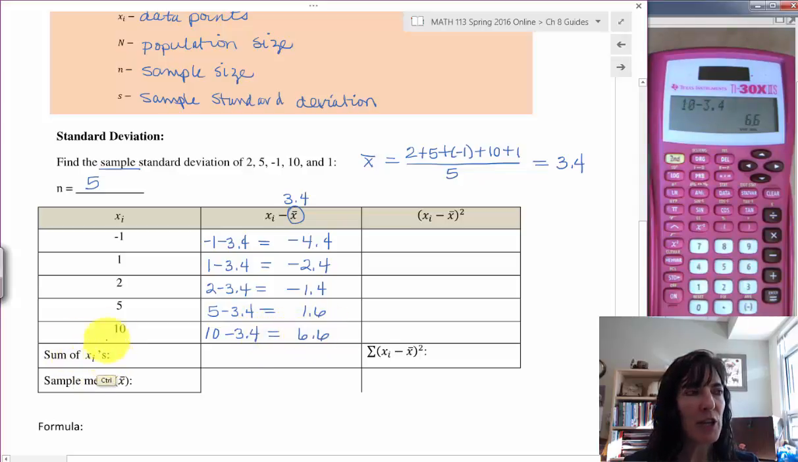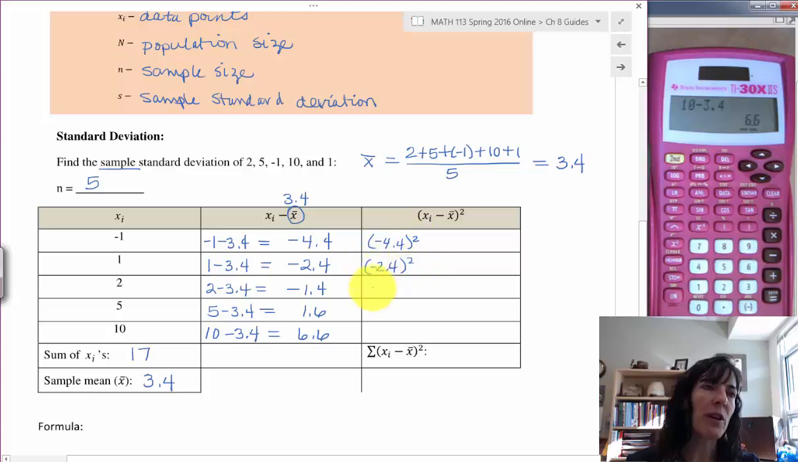It says the summation of the x's, like I need to add all those up. Well, I already did that. Remember, we got 17. And then we did already find the mean. I did that up above, so we can put in the 3.4. And then here we are subtracting off that 3.4. I need to square them first. So that's the next thing in my formula. It says do that whole subtraction and then square it. So here we're doing negative 4.4 quantity squared, negative 2.4 quantity squared, negative 1.4 quantity squared, 1.6 squared, and 6.6 squared.